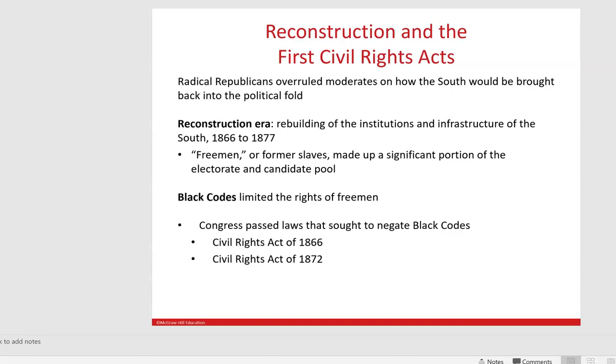Various civil rights acts made it a crime to deny people their rights and privileges as citizens of the United States. So there were laws that were passed to negate these black codes. First, we had the Civil Rights Act of 1866 and the Civil Rights Act of 1872.